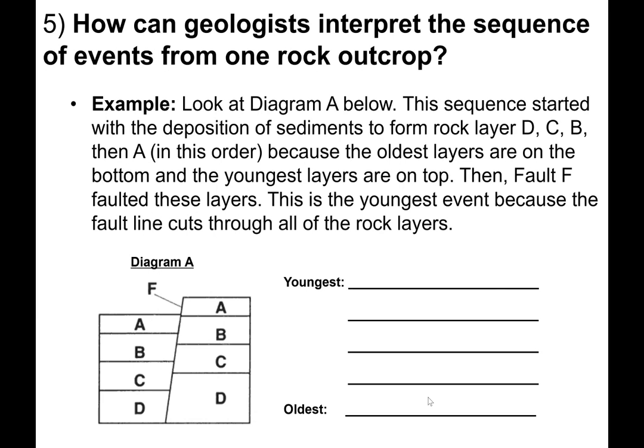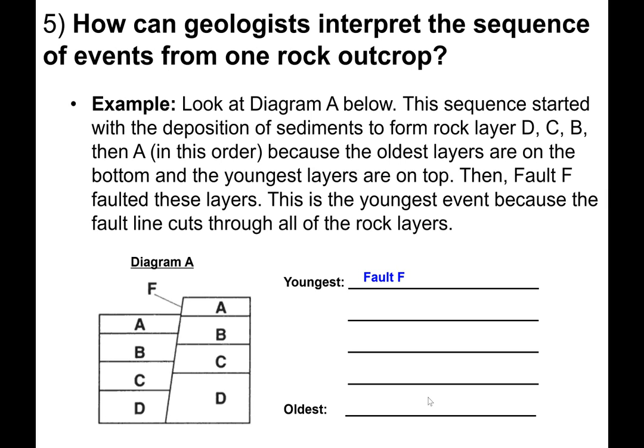This sequence started with the deposition of sediments to form rock layers D, C, B, and A in this order, because we know that the oldest rocks are on the bottom and the youngest rocks are on top. Then the F, which represents the fault, splits these layers, and the fault will be the youngest. So when we write this out, we'll see the fault being the youngest.